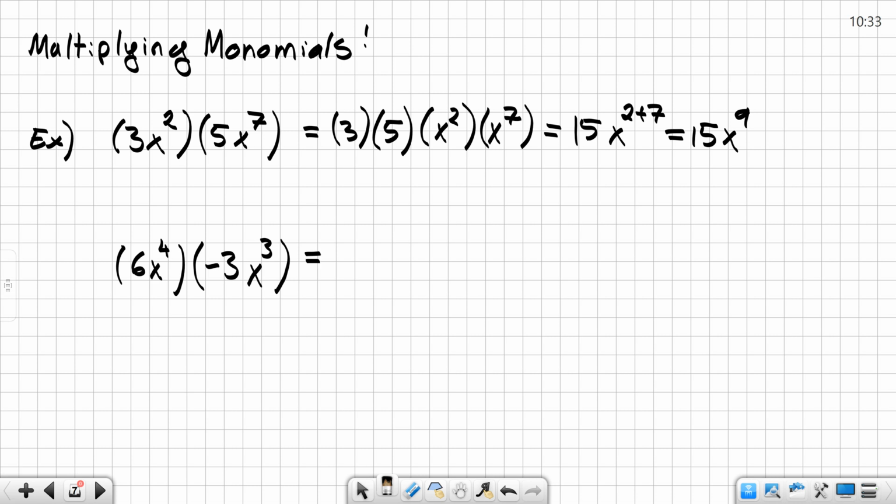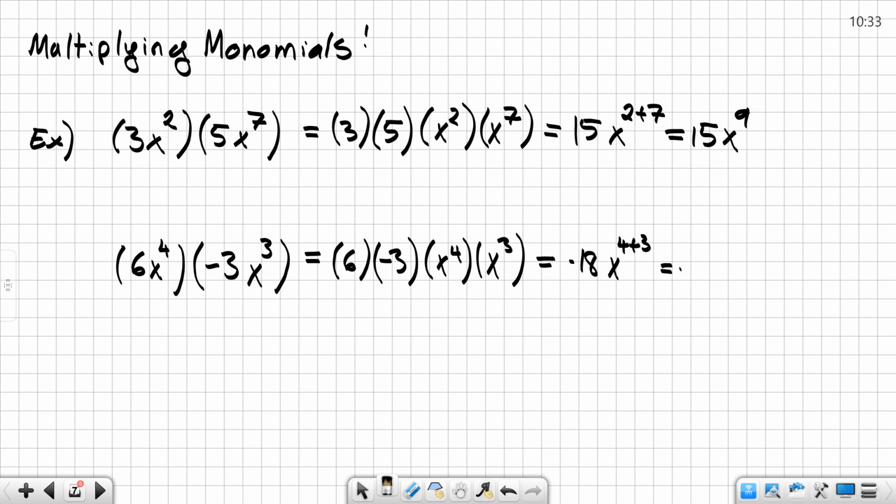Okay, one more example. 6x to the fourth times a negative 3x to the third. I will do the exact same thing as before. 6 times a negative 3, x to the fourth times x to the third. This will give us a negative 18 times x raised to the 4 plus 3. And I'm ending up with negative 18 times x to the seventh.